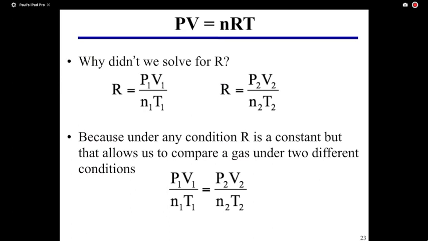Now, what this does for us is it tells us that no matter what condition, if I take an amount of gas under certain conditions and then change something to a different condition, all the other three will change accordingly so that it will still equal R. So I can take the equation and say condition 1, condition 2, that's where the 1s and 2s come in, and make them equal to each other because R is a constant.